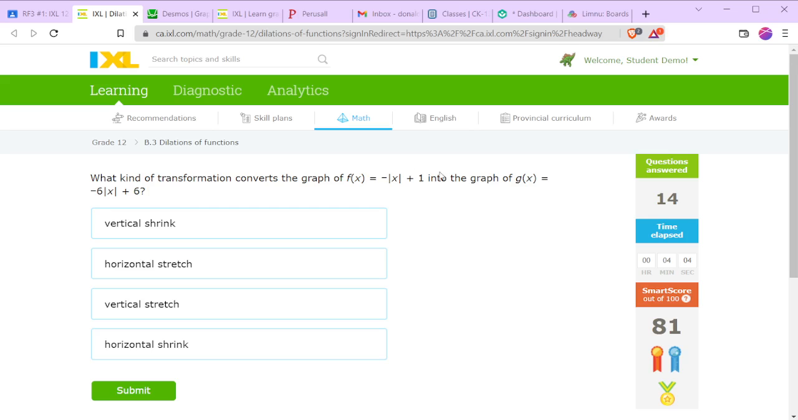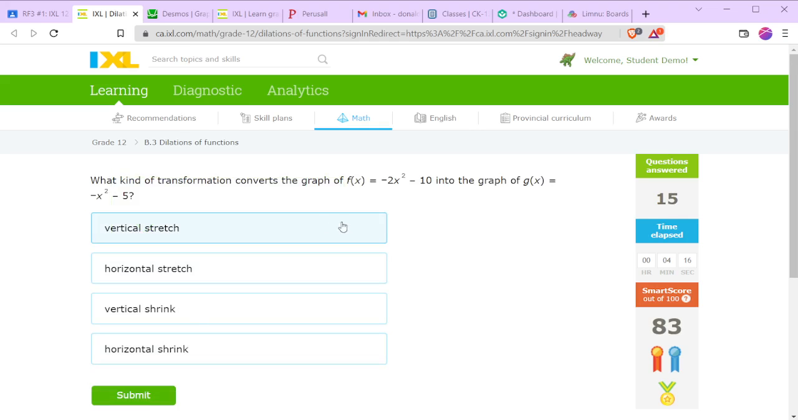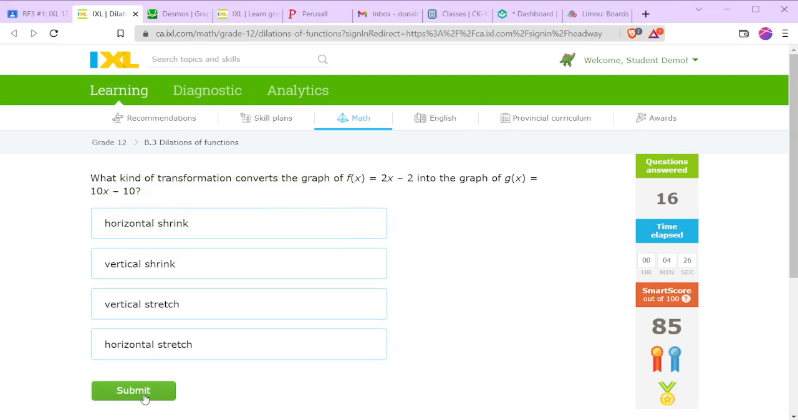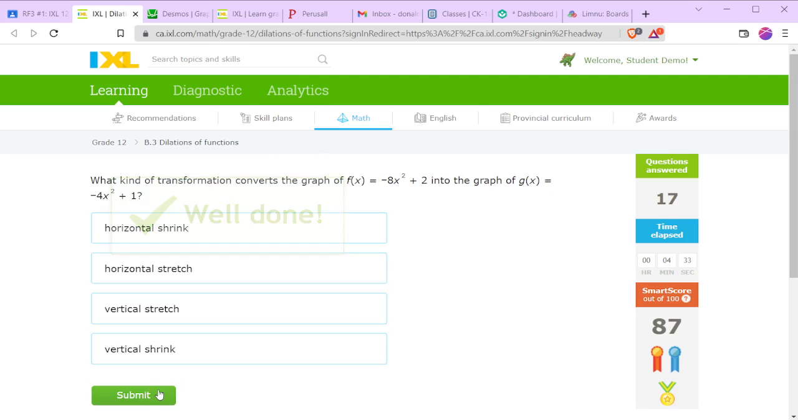Here the entire thing has been multiplied by 6, constant and coefficient. So that is replacing f of x with 6 f of x. That's a vertical stretch. Now here we have divided everything by 2. That's a vertical shrink. Here we have multiplied everything by 5, vertical stretch. Divided everything by 2 is a vertical shrink.